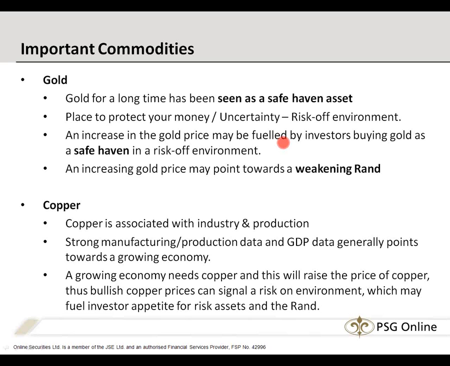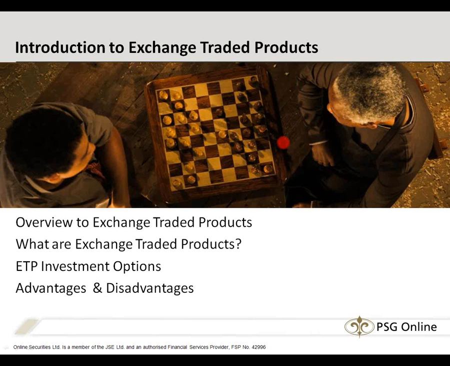Copper is also always associated with industry and production. So strong manufacturing or production data together with GDP data usually points towards a growing economy. And obviously everybody needs copper, and that's where the prices will go up. So that's just a way of just tying all these things together. For every action, there's a reaction. Okay.